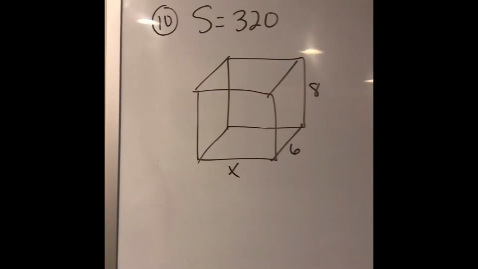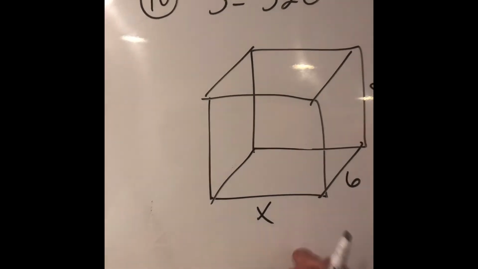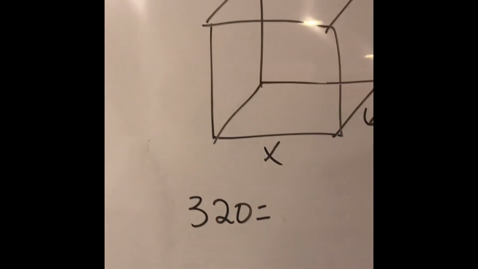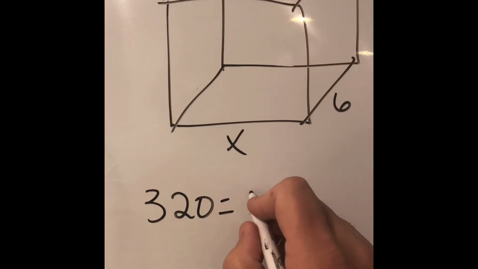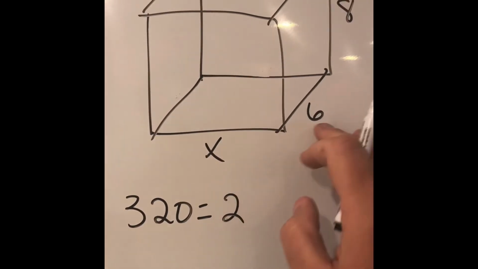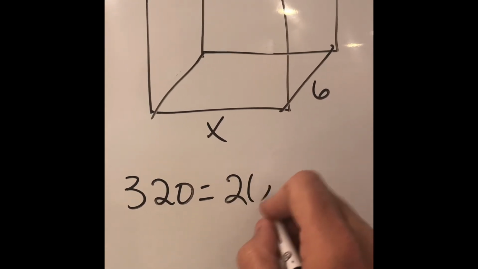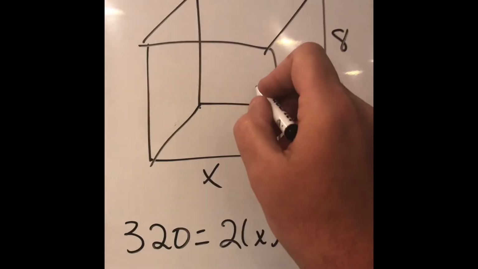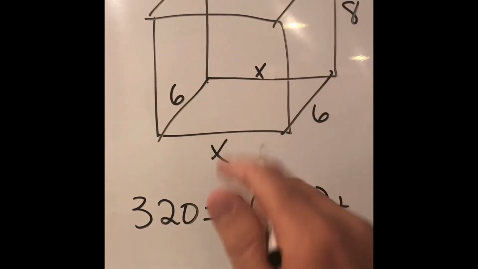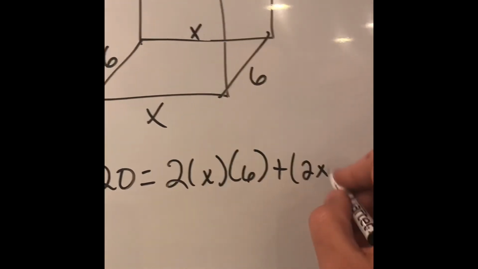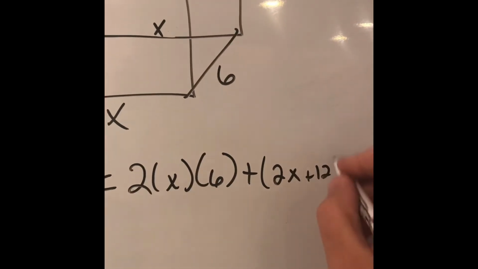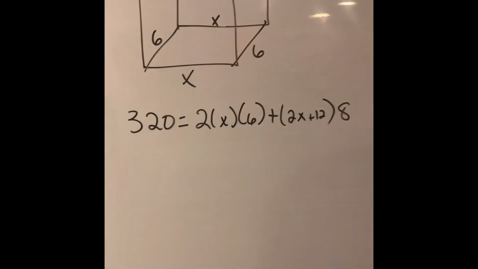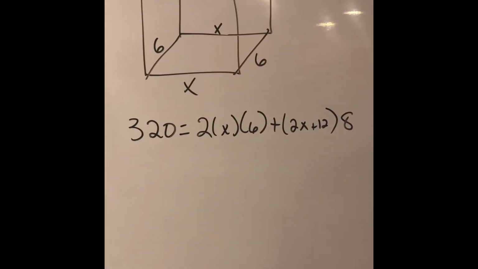Number 10, we have to find our missing x. So what we're going to do is plug this into our formula, where surface area equals 2 times the area of the base. The area of the base is x times 6. So that's 2 times x times 6 plus the perimeter of the base. Now, remember, the perimeter is x plus x, which is 2x, 6 plus 6, which is 12, times the height, which is 8. Okay? So now there's my equation.